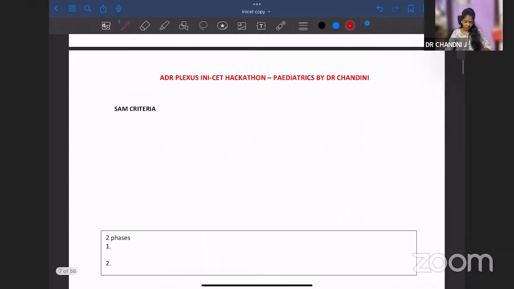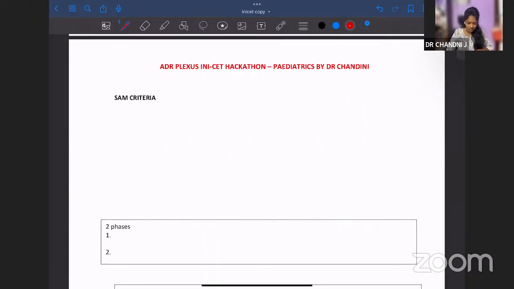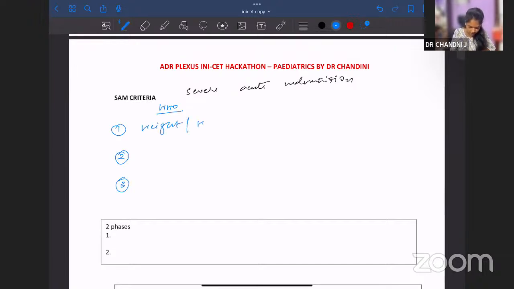Okay. Now, going to this. What is SAM? SAM is severe acute malnutrition. So, what is the WHO criteria for SAM? WHO criteria for SAM is you have 3 points. What is the first point? Weight for height. Remember this, it is not weight for age, it is not height for age, it is weight for height below minus 3 standard deviation. First point.